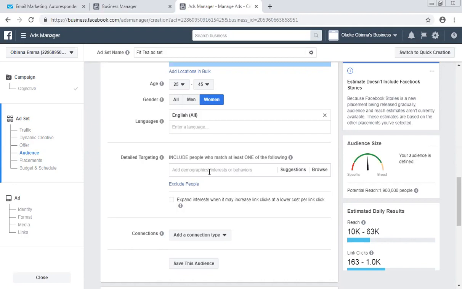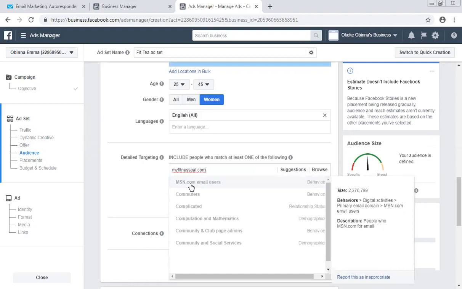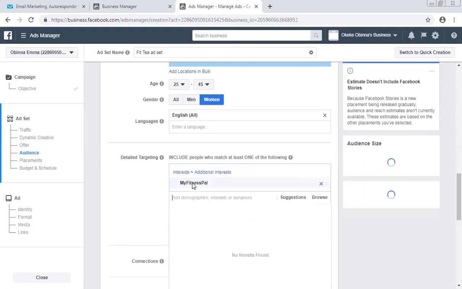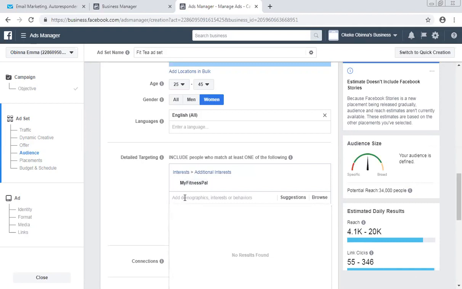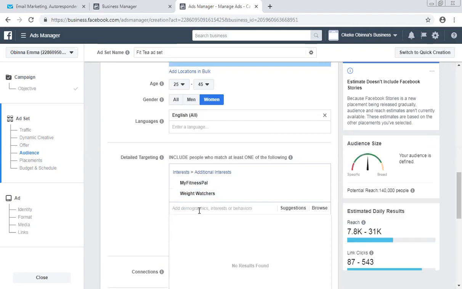When it comes to websites, there was one that we saw when we did our Google research: myfitnesspal.com. So you have to check. You can see we have it here. The website is not here, but I guess they have a page, and that's why we have MyFitnessPal. You click on it, you type in another interest. We have weightwatchers.com, Weight Watchers. So it's here. You select it. Then you go on and on.